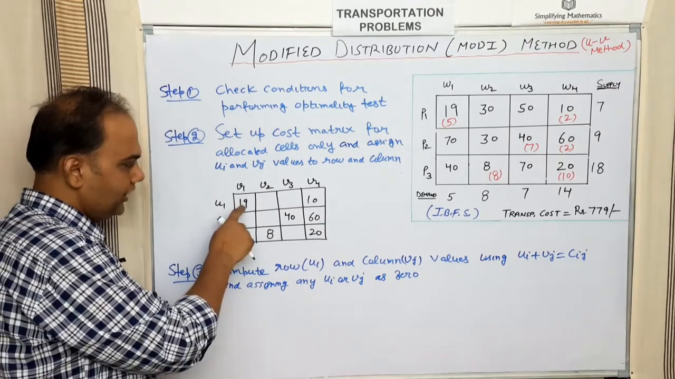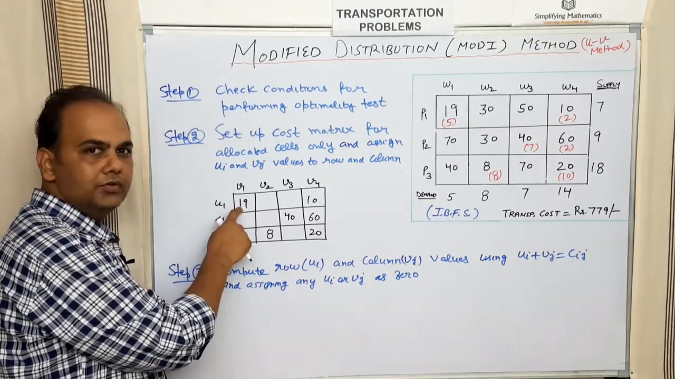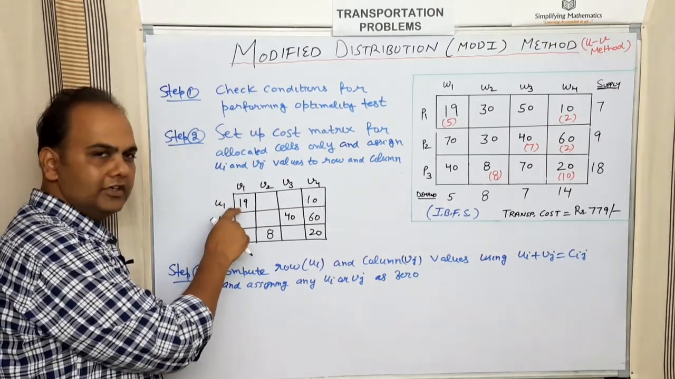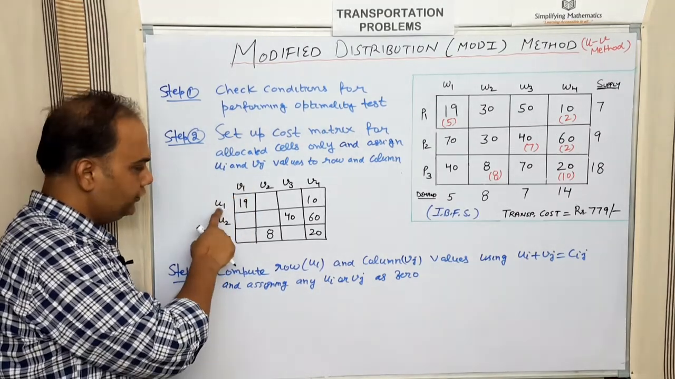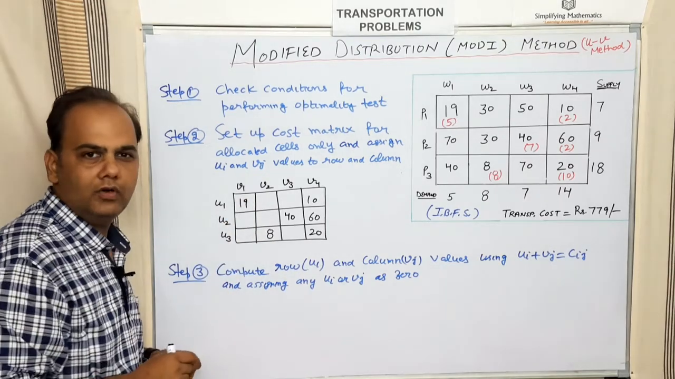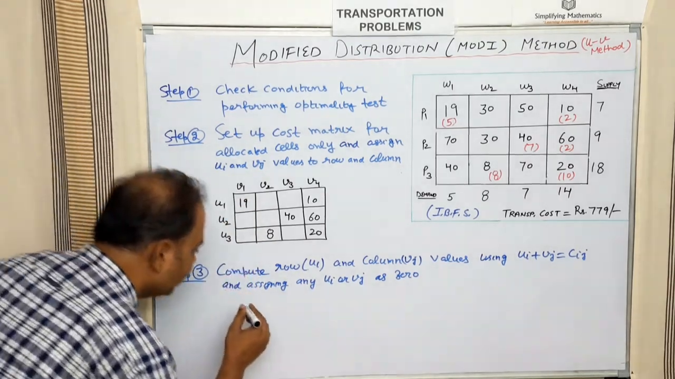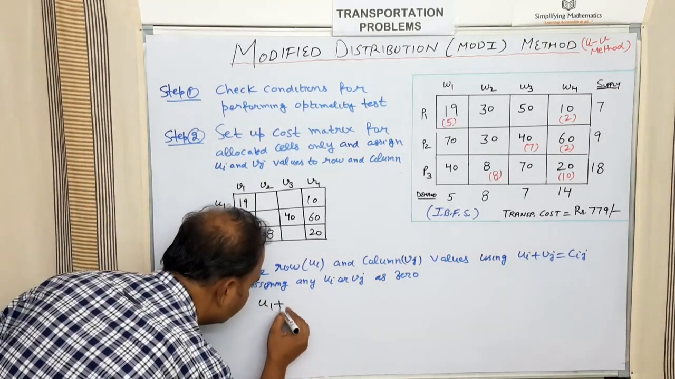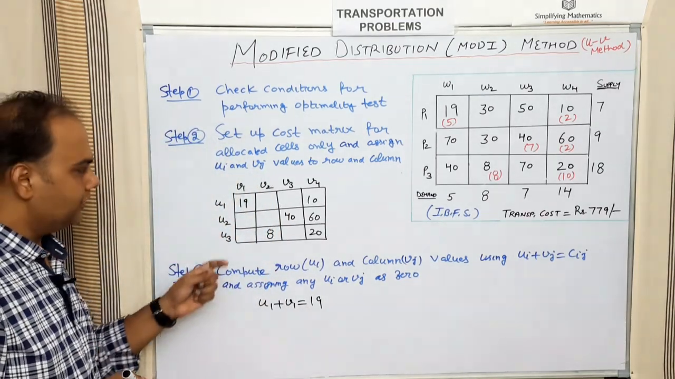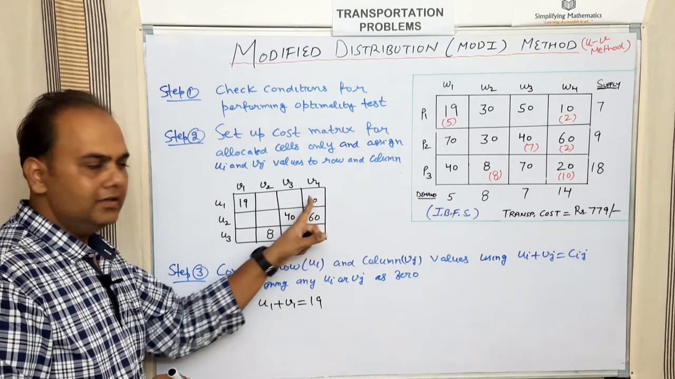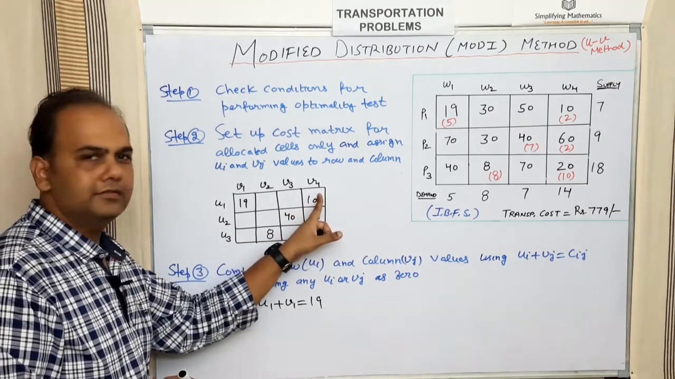Cij. So wherever there is the cost, corresponding to this 19. Now this is the transportation cost from plant 1 to warehouse 1. So therefore u1 plus v1 equal to what? 19. So we'll write here u1 plus v1 equal to 19. So similarly, where else is there a cost? 10. So this will be u1 plus v4.